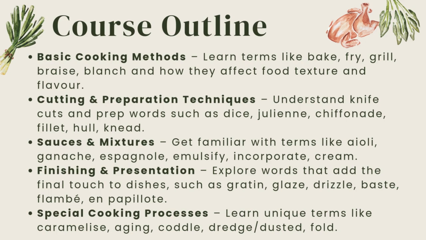In this course, we'll cover 5 main categories of cooking terms. First, basic cooking methods, things like bake, fry, grill, braise, and blanch, and how they change the texture and flavor of food. Next, we'll move into cutting and preparation techniques, where you'll learn knife cuts and prep terms such as dice, julienne, chiffonade, fillet, hull, and knead. We'll then look at sauces and mixtures, with words like aioli, ganache, espagnole, emulsify, incorporate, and cream.